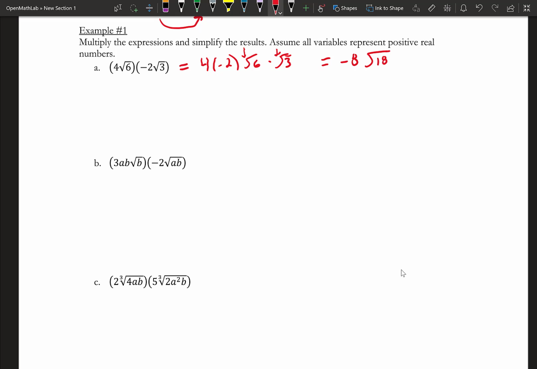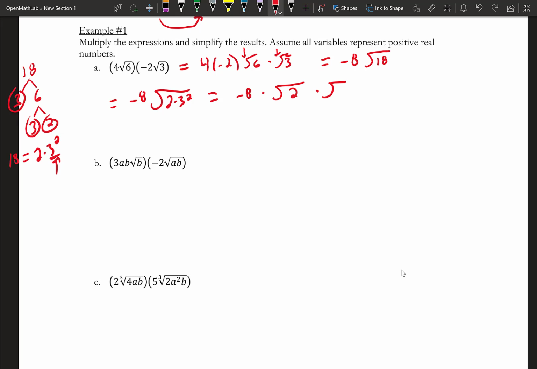And now we want to think about simplifying if possible. So off to the side, I can think about the prime factorization of the number 18. We have 3 times 6, and 6 can be broken down into 3 times 2. So 18 is equal to 2 times 3 squared. There is a perfect square in here, so I know this is going to reduce. So this is equal to negative 8 times the square root of 2 times 3 squared, which, applying that multiplication property of radicals again, is negative 8 times the square root of 2 times the square root of 3 squared. Well, the square root of 3 squared is just 3, because the square and the square root cancel each other out. So that would be equal to negative 8 times 3 times radical 2. And negative 8 times 3 is negative 24. So that's negative 24 times radical 2, and that's as simplified as we can go.